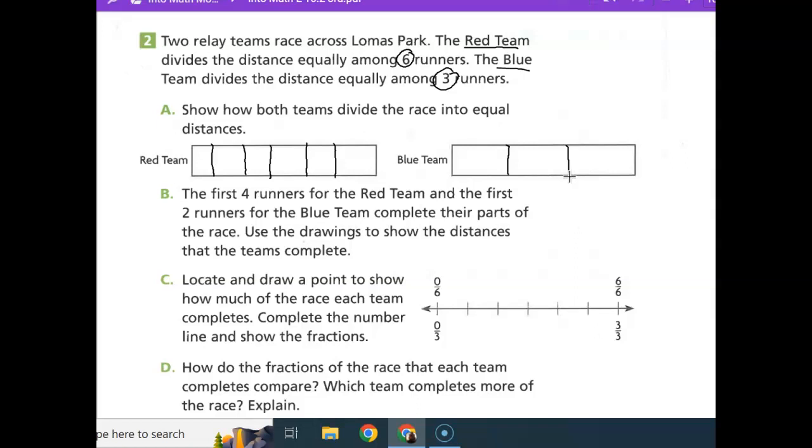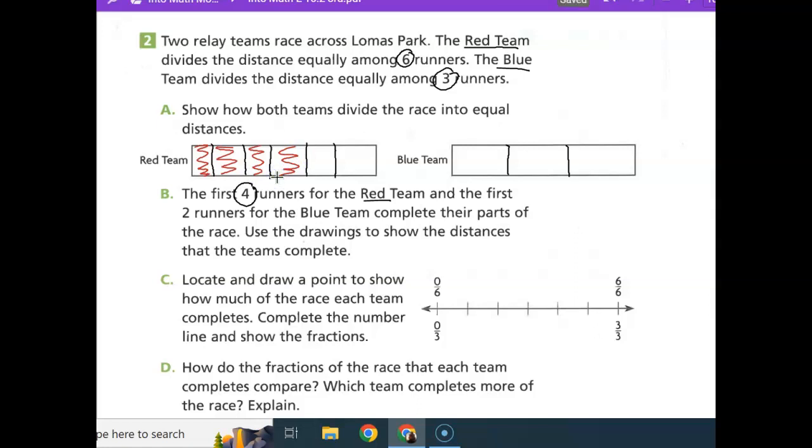The first 4 runners for the red team and the first 2 runners for the blue team complete their parts of the race. Use the drawings to show the distance that the teams completed. So 4 runners of the red team. And we know that each one of these stood for a runner. So 1, 2, 3, 4.